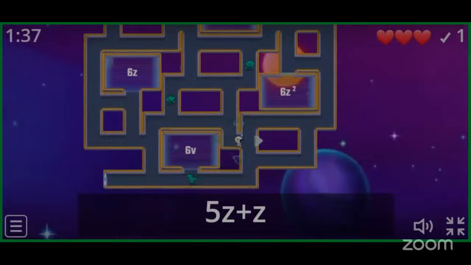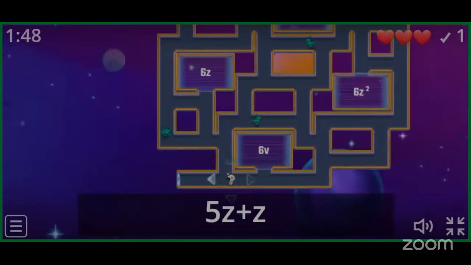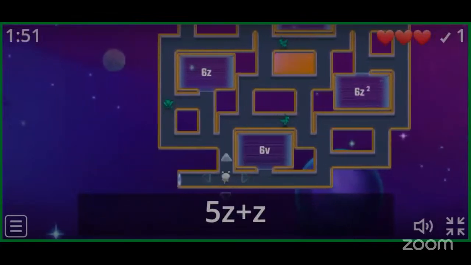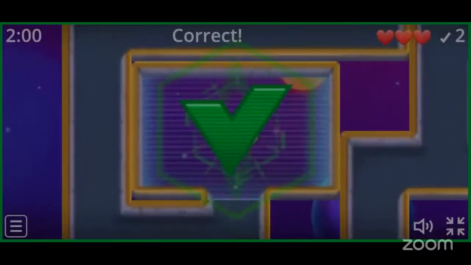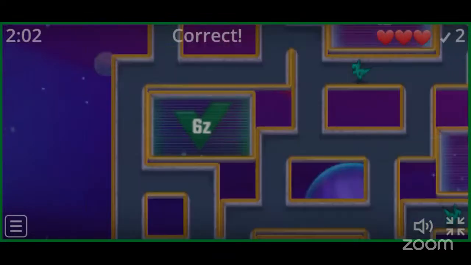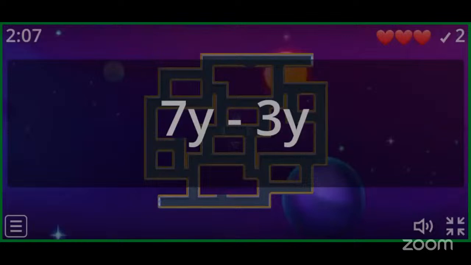All right, let's look at this. So this is 5z plus z. I think you'll know what we'll have to do. We've got 5 amounts of z, and then we've got another z, which we're adding to it. So we're going to have 6 amounts of z. So let's go up to 6z and not get knocked badly by this green robot here. There we go, 6 amounts of z. Nice. Okay.